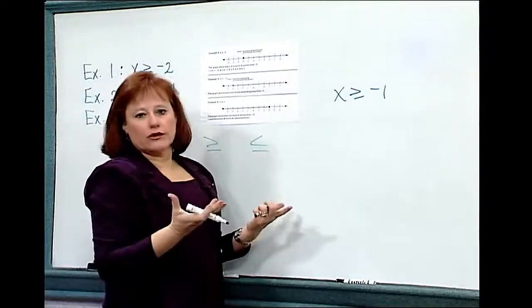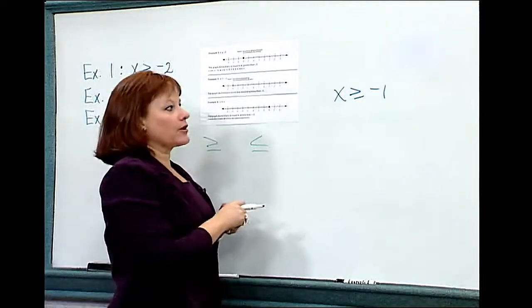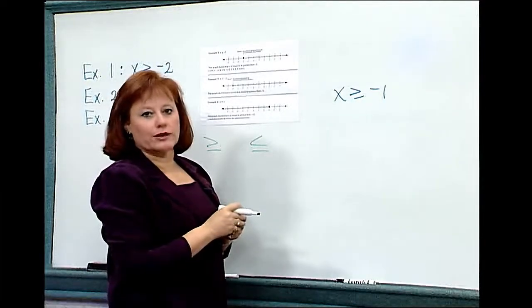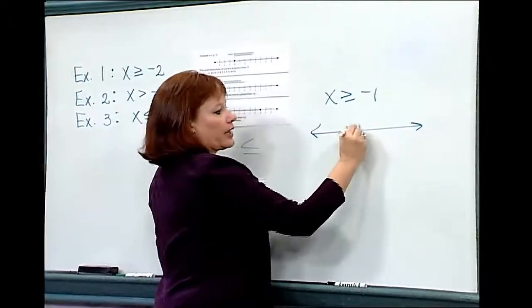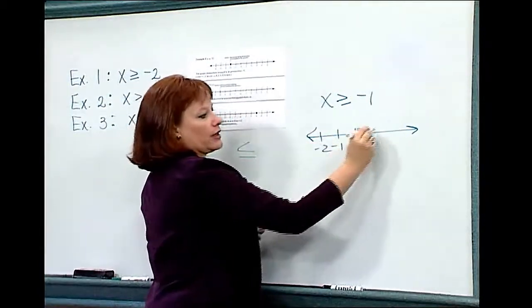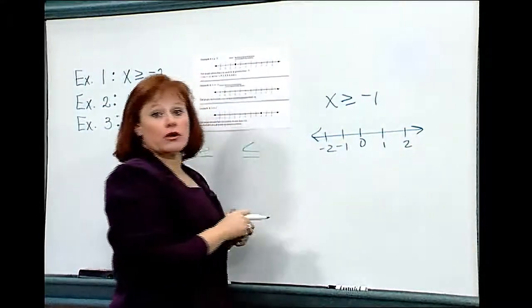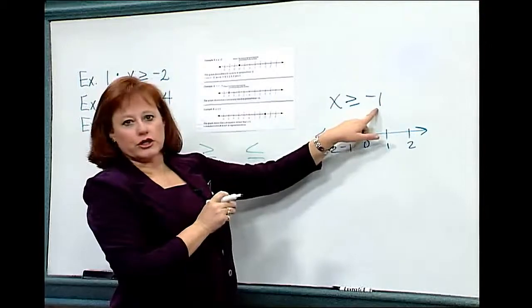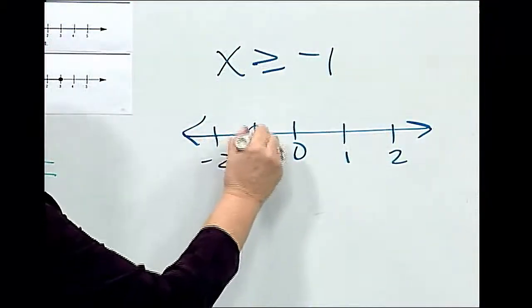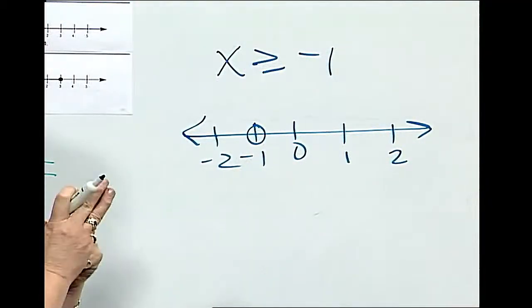If I had to write out all the solutions to this, it would not be possible because there are infinitely many numbers bigger than -1, so I'm going to show my solution on a graph. I'll start by drawing a number line, and I'll indicate some values on the number line. Just a few are enough. You don't need to write a great many numbers. And I'll start by locating the number in question, -1. I'm going to put an open circle on -1 to know that that's my starting point.